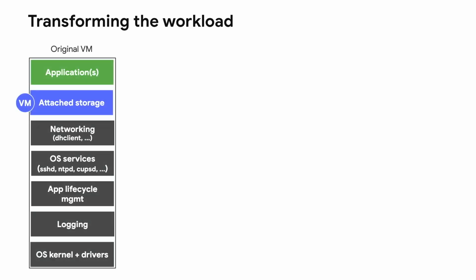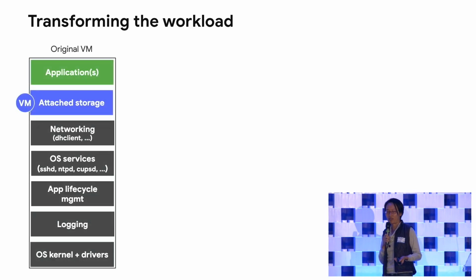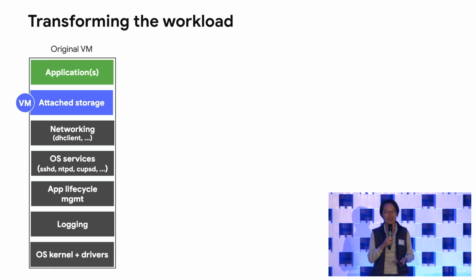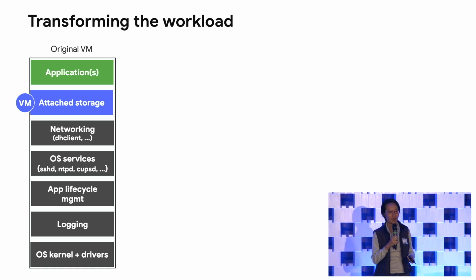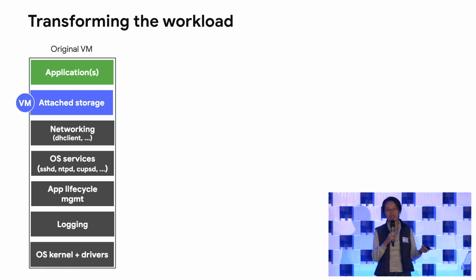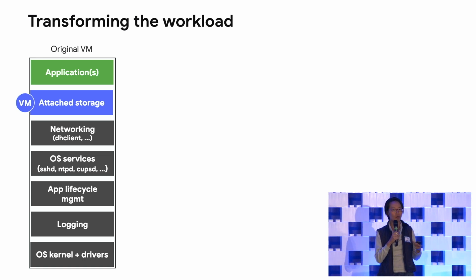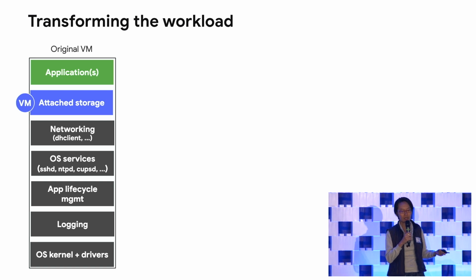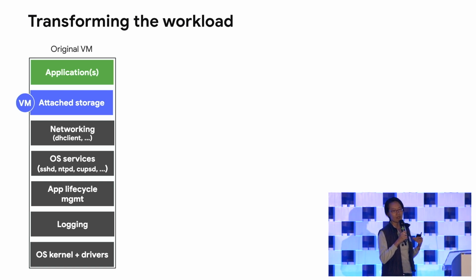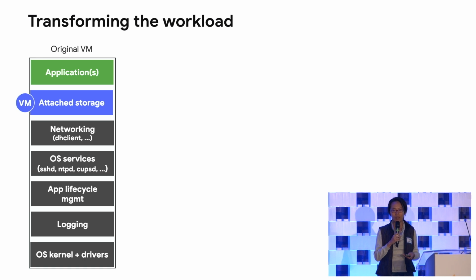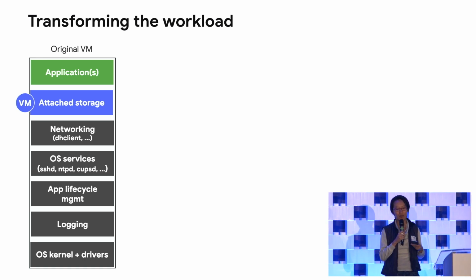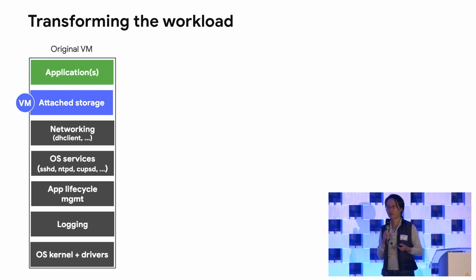Let's now dive into that second step, that migrate step, a little bit more to see how we're transforming your workload. So if you take your original VM, there are a lot of things that are inside there. You have your application. It has attached storage. You're doing your own networking inside there. You have your DHCP configuration, for example. You have operating system services like SSHD, NTPD, and so on. The VM is managing the lifecycle of your application. It does its own logging, and you have your own OS kernel drivers all within that VM.